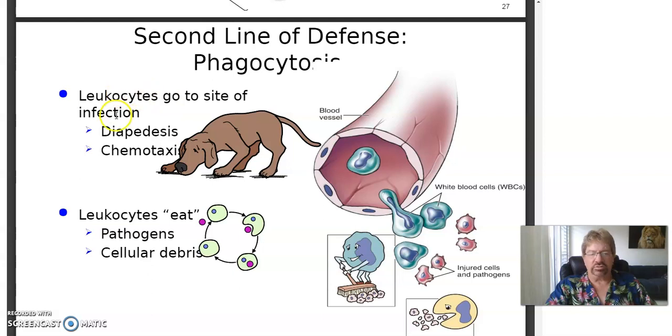Phagocytosis. Leukocytes go to the site of infection. Diapedesis, remember, they can squeeze out through the cell pores. Chemotaxis, they're drawn into the area by the chemicals that damaged tissue secrete. Like a bloodhound, they can smell their way there. Leukocytes eat pathogens, cellular debris, like Pac-Man.